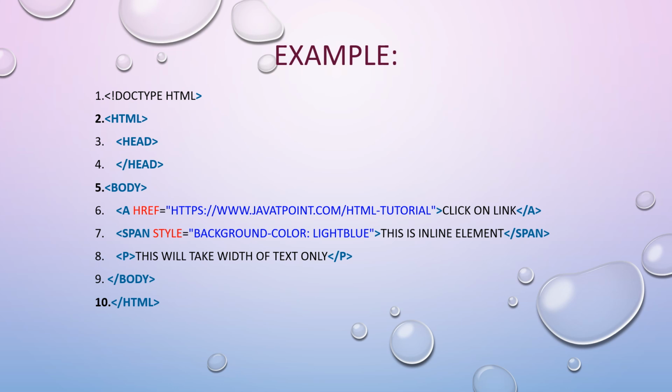Example of this inline element: here document type HTML. In the body, here we use the a, which is used to create hyperlinks. Click on link, then span. The span we use to group and organize the content on a web page. This is an inline element. Then the p paragraph, we should get the content as a paragraph. Here span, we should get the content used to group and organize the content on a web page. A, we should use for hyperlinks. Let's see the output.